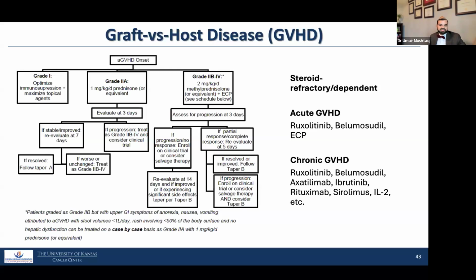So graft versus host disease, about 20 to 30% chance of happening after haplotransplant. Treated initially with steroids. So 1 milligram per kilo prednisone in chronic, and in acute it is up to 2 milligrams per kilo per day of prednisone. And you assess response, and if you don't respond to the first line steroid treatment, or if you respond and then you had a flare, you're steroid dependent, or if you're steroid refractory, then you'll need to add steroid sparing agents, so alternate immune suppressants.